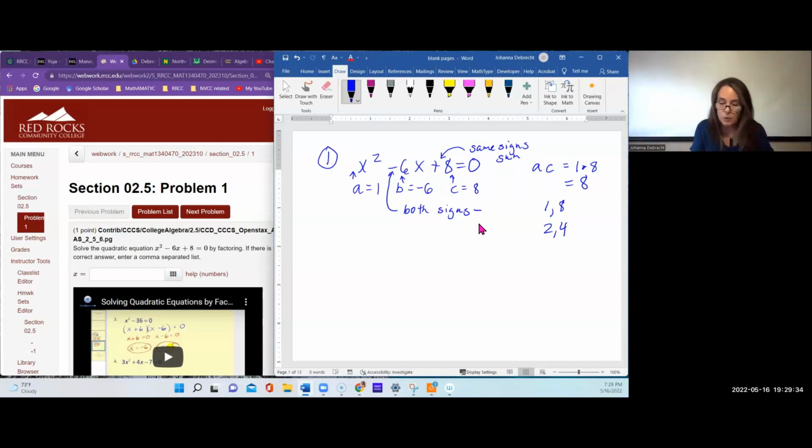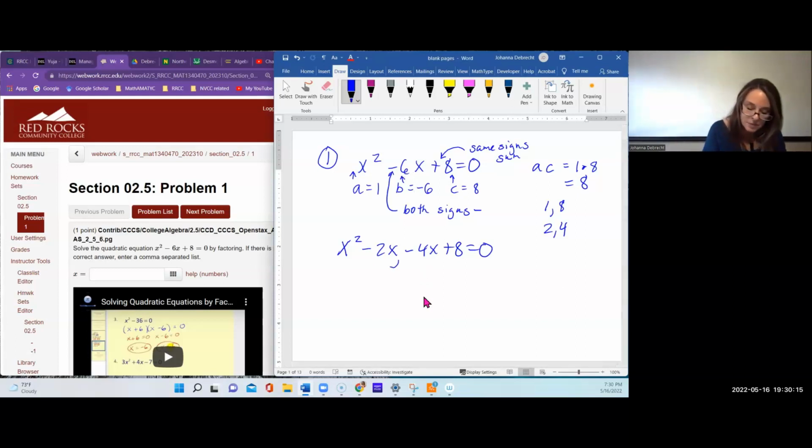So in the AC method, we're looking for factors that multiply to give us 8, which we have here on the side, 1 and 8 and 2 and 4. And that add, since we're taking a sum, since the signs are the same, that add up to negative 6. Since the signs are both negative, we know that we can write this as x squared minus 2x minus 4x plus 8 equals 0. We're rewriting the middle term, negative 6x, in terms of the 2 factors we found over here that multiply to give us 8, but add to give us 6.